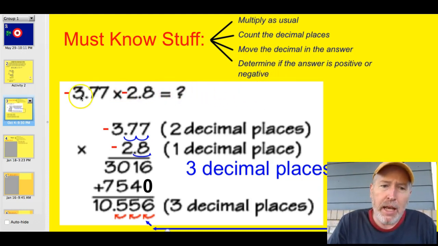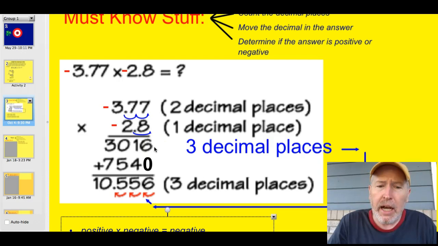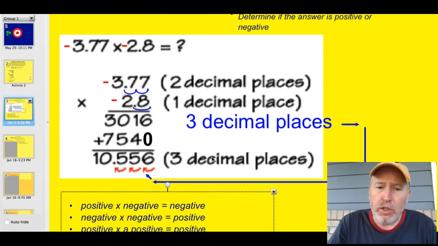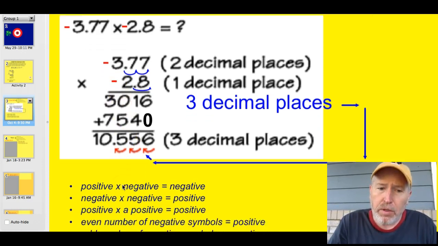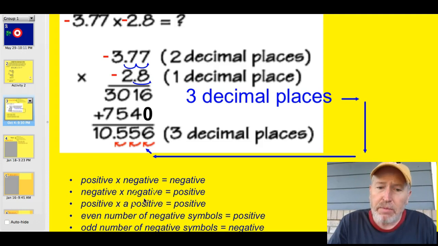So in this example here, we had a negative 3.77 times a negative 2.8. Once again, I did the mathematical work for you, and you can see at the end, I counted that there were 3 decimal places in the problem. So I went to my answer, I backed them out, and I put them right back in. So I got an answer of 10.556. Now, that was a negative number times a negative number. So when I have a negative times a negative, I am going to get a positive answer.